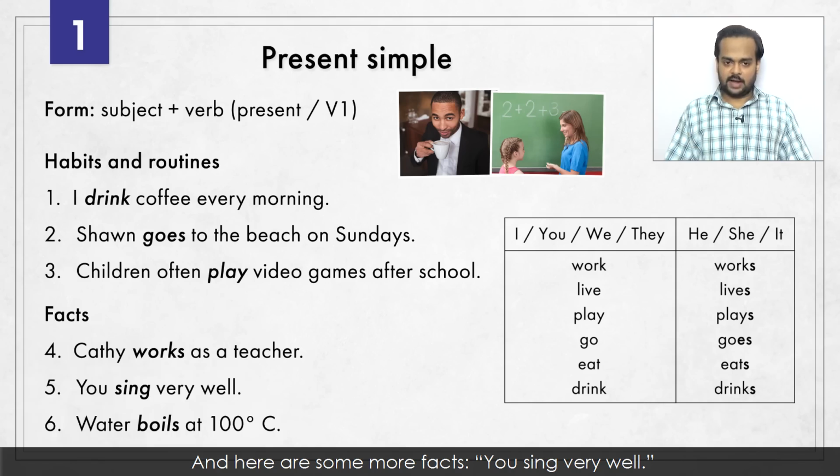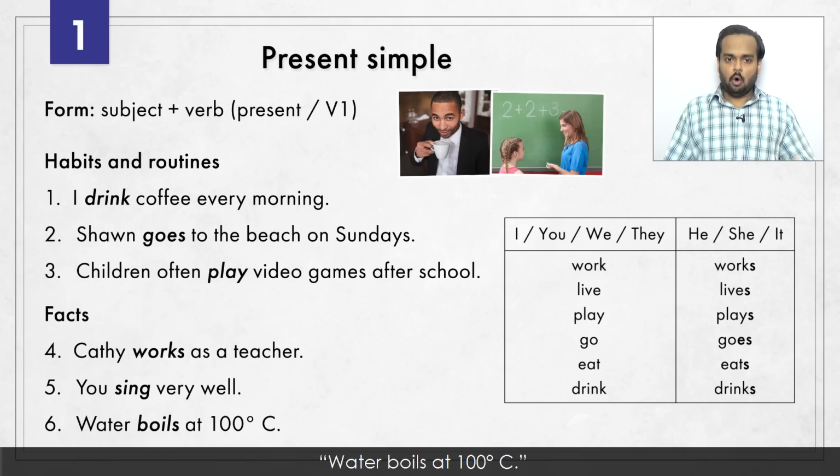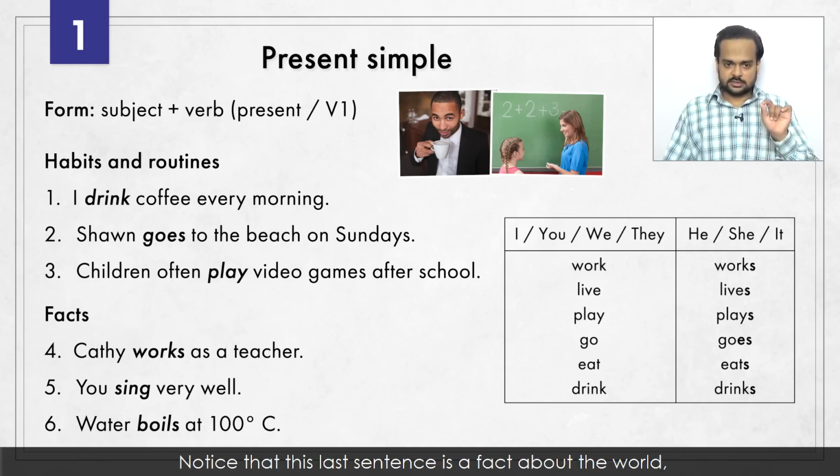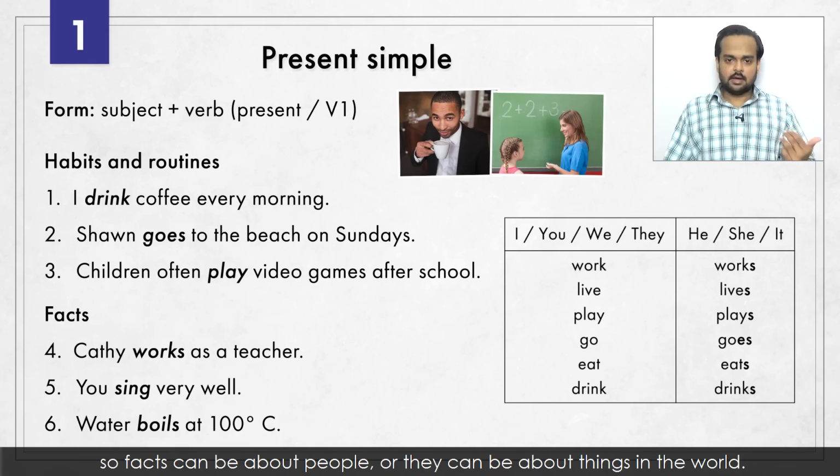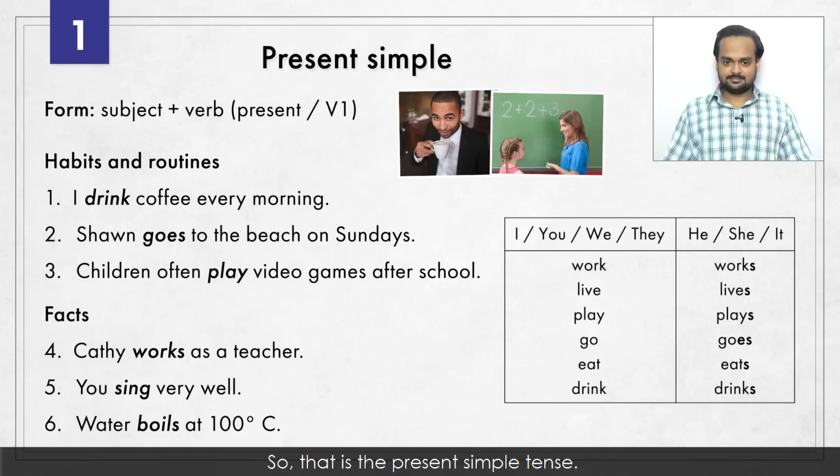And here are some more facts. You sing very well. It's said as a fact about someone's ability. Water boils at 100 degrees Celsius. Notice that this last sentence is a fact about the world. So facts can be about people or they can be about things in the world. So that is the present simple tense.